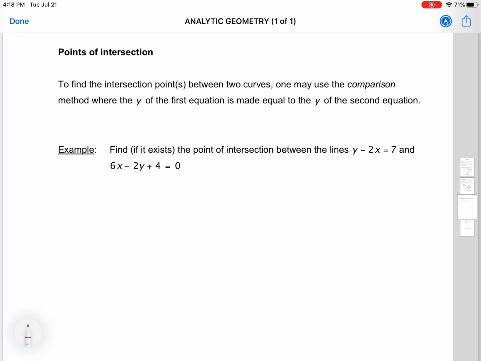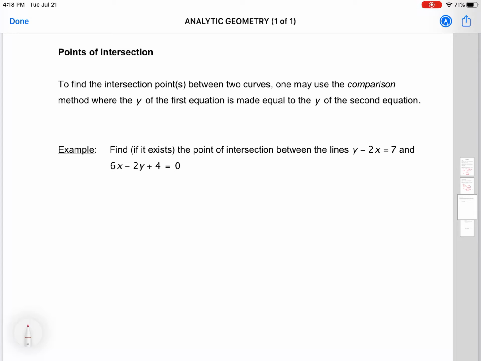Points of intersection are also something that we will need to be able to find later on in the course. The best way probably is the comparison method. It's by far not the only way. We've heard of the addition method, we've heard of the substitution method. Whatever you are comfortable with, you can use. In this video, the comparison method will be the number one tool, since it's probably pretty easy to use.